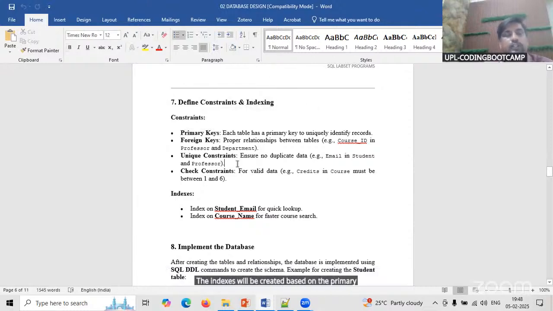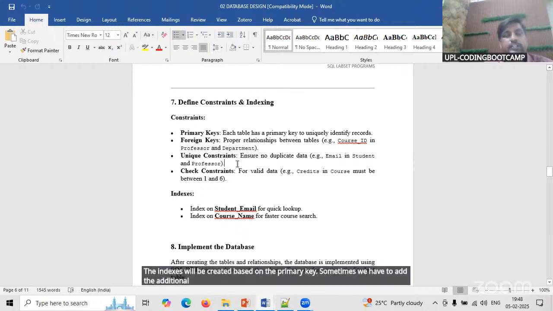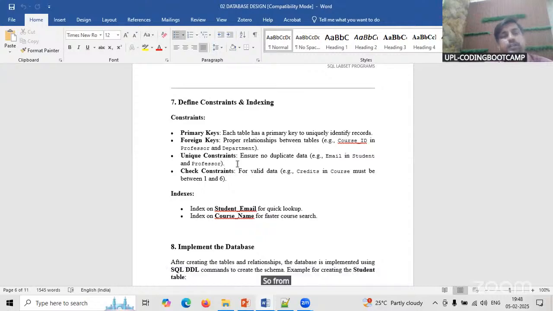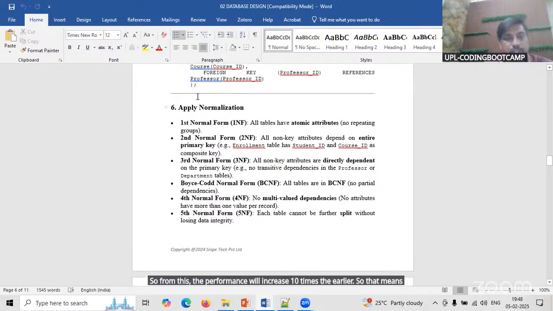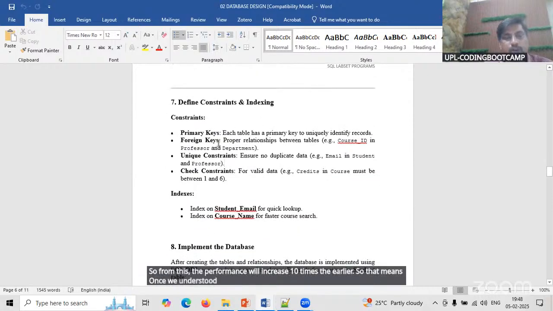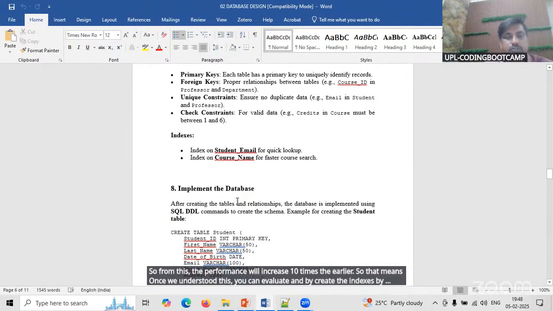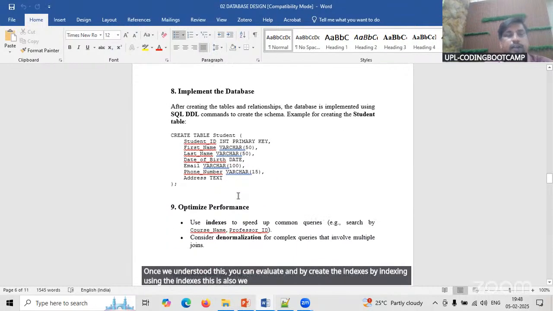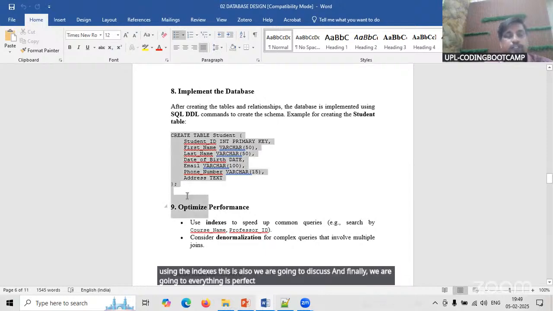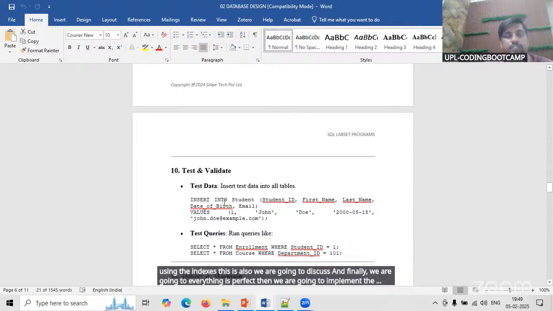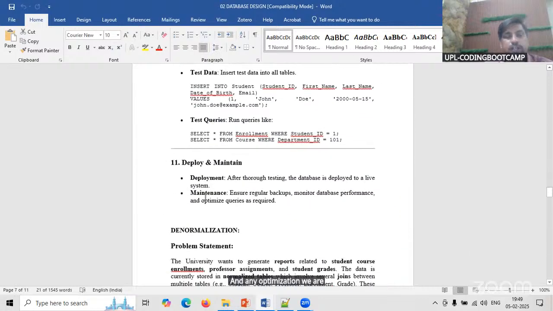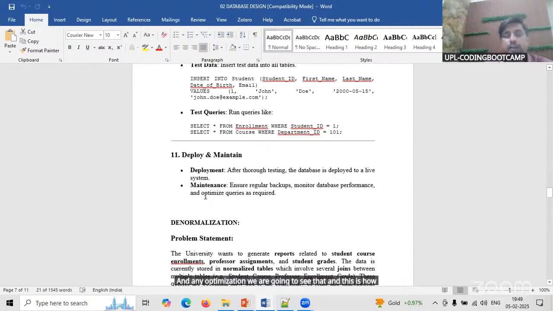Sometimes we have to add the additional cluster indexing and all those things, we are able to do that. So from this, the performance will increase 10 times from earlier. Once we understand this, you can evaluate and create the indexes. This is also something we are going to discuss. And finally, when everything is perfect, we are going to implement the database and any optimization, we are going to see that. And this is how we are going to test and deploy.